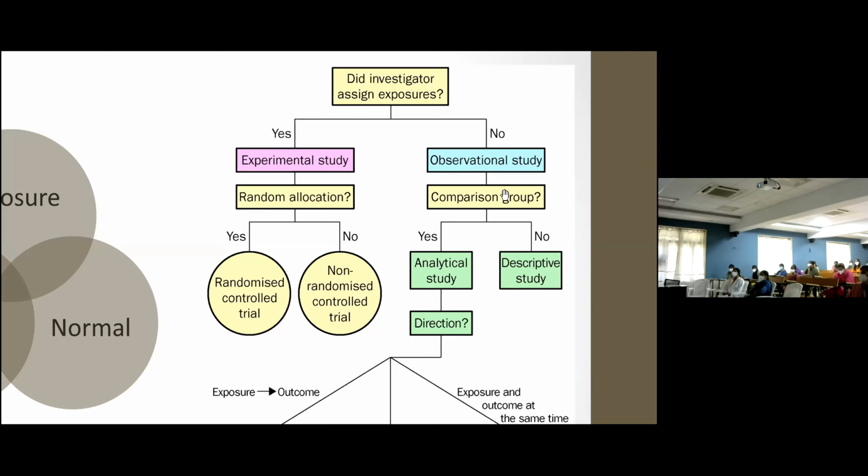If there is a comparison group, that means you have people who never had any exposure, people who had the disease, people who had neither, and there are comparison groups in that question. If the comparison groups are there, it becomes an analytical study. If there are no comparisons, and I just wanted to look at the antibodies only in the COVID positives, then it becomes a descriptive study. Understand?